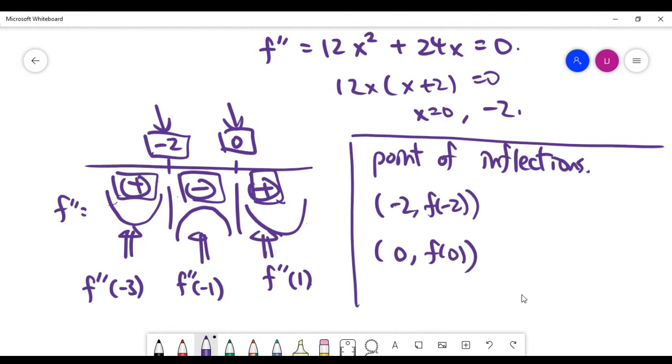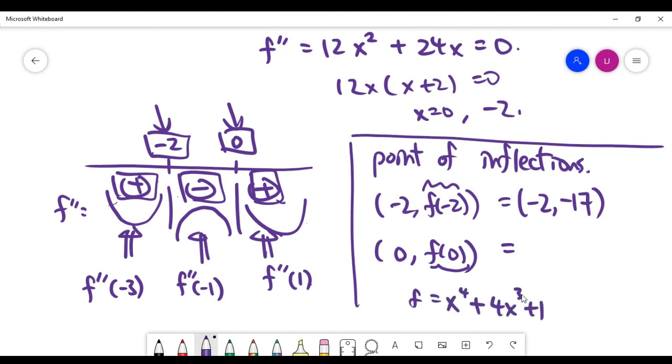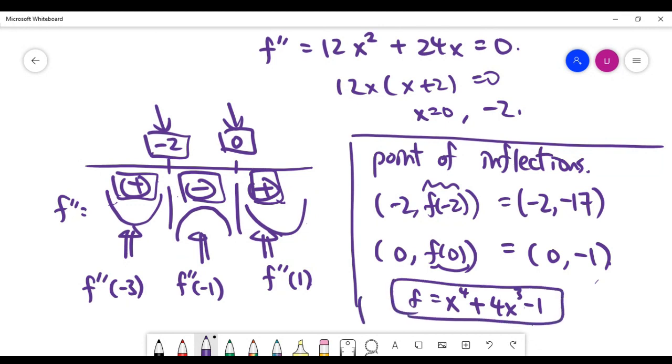For the first one, you need to evaluate f of minus 2 based on the original function f, and it's going to be minus 2 and minus 17 as the point. For the last point, please recall f is x to the power 4 plus 4x cubed minus 1, I'm sorry. So this point is 0 and minus 1, when x is 0 for the function f. And that's the final answer to this problem.